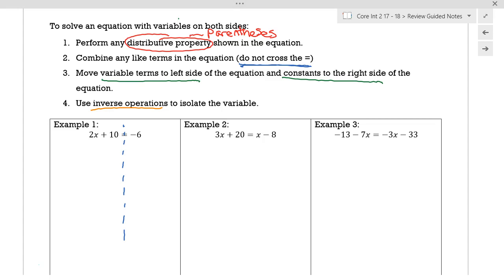Step 3: move variables to the left side and constants to the right side. 2x is my variable; 10 and negative 6 are my constants. All my variables are on the left side. My only constant that's not on the right side is this plus 10. So, doing that inverse operation, I'm going to subtract 10. Now I have 2x equals, well, negative 6 minus 10 is negative 16.